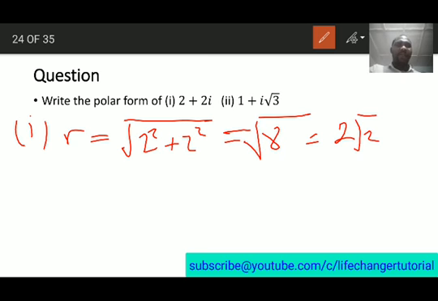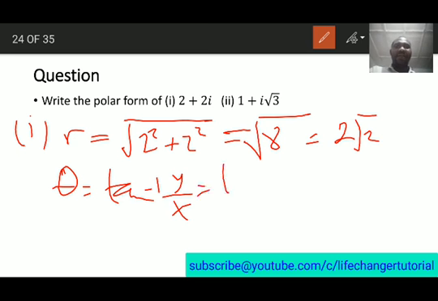Simplifying that, we solved it. Then what is theta? Theta is equal to the tan inverse of the imaginary part all over the real part. So in this case, we have tan inverse of 2 over 2, and 2 over 2 is 1. So you have tan inverse of 1. And tan inverse of 1 is what?